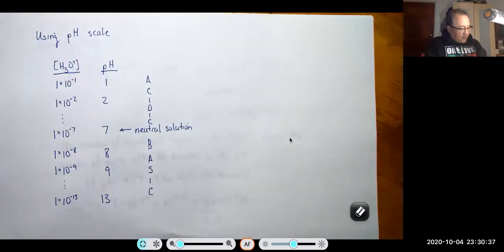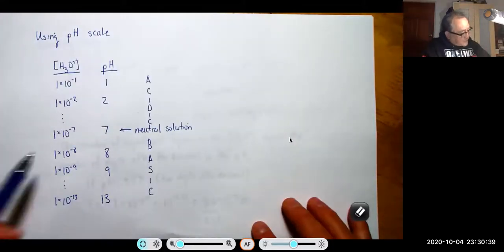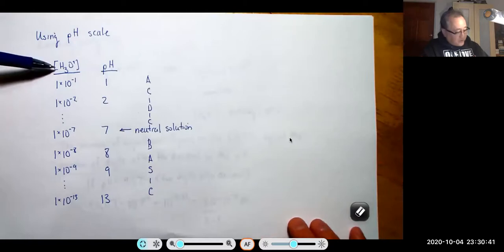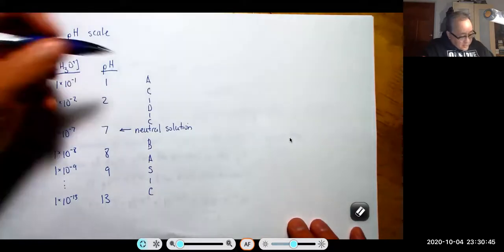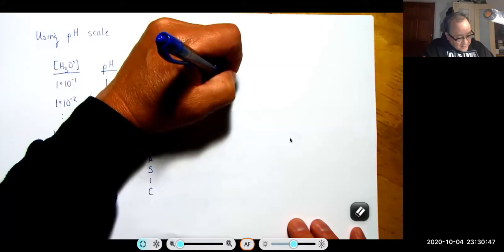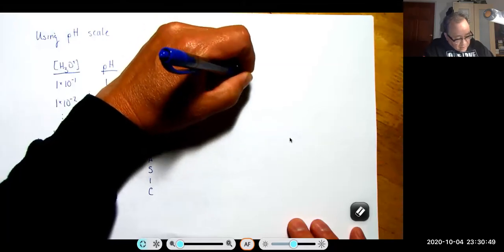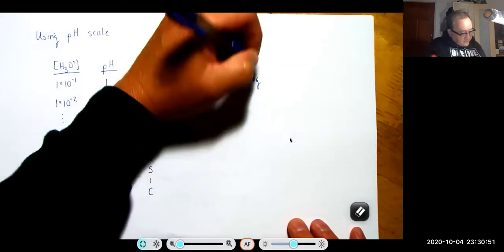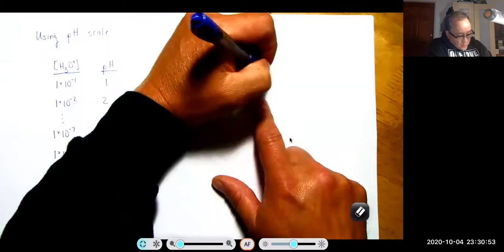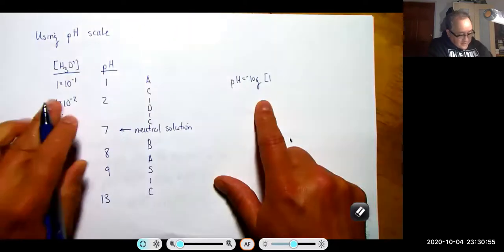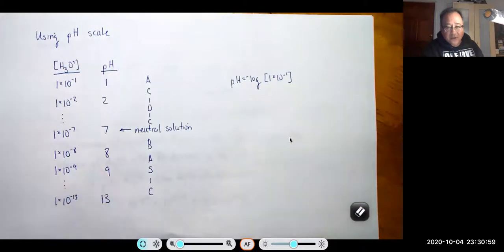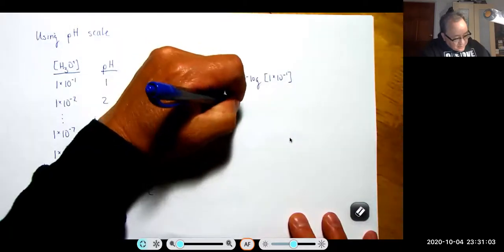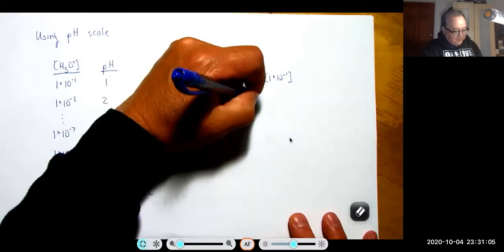Now let's look at the pH scale. If the hydronium ion concentration is 1 times 10 to the minus 1, and you use that formula where pH is negative log, and we're going to use 1 times 10 to the minus 1, and we're going to pretend that that's an exact concentration, although you can never have that. pH would end up being positive 1.